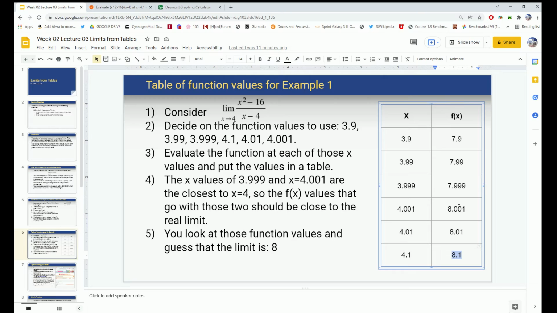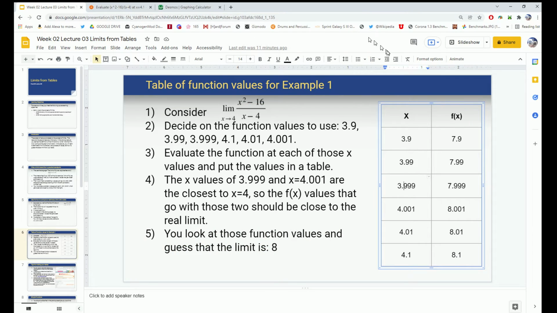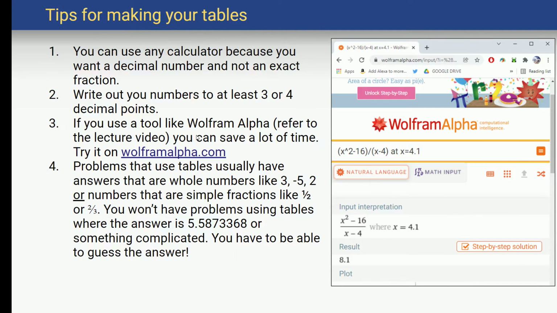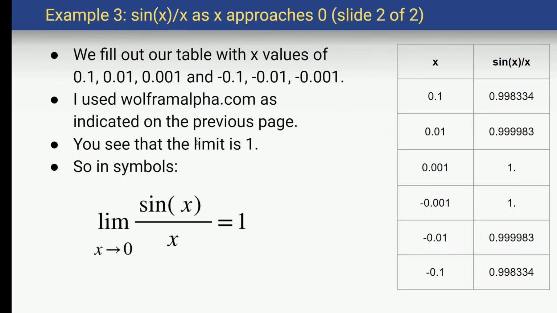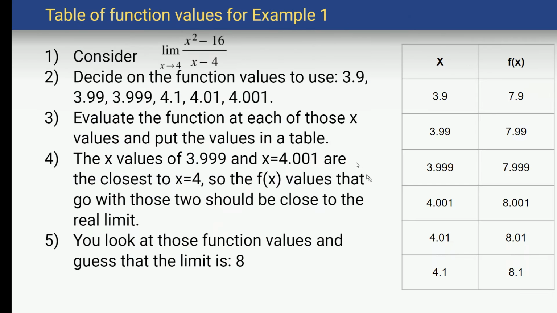And then what you're supposed to do is look at these results here and try to guess at what this limit actually is. Okay, so what you're going to do is say, well, which of the x values are closest to 4? I should have made this big again. Whoa, let me get back to where we were. There we go.